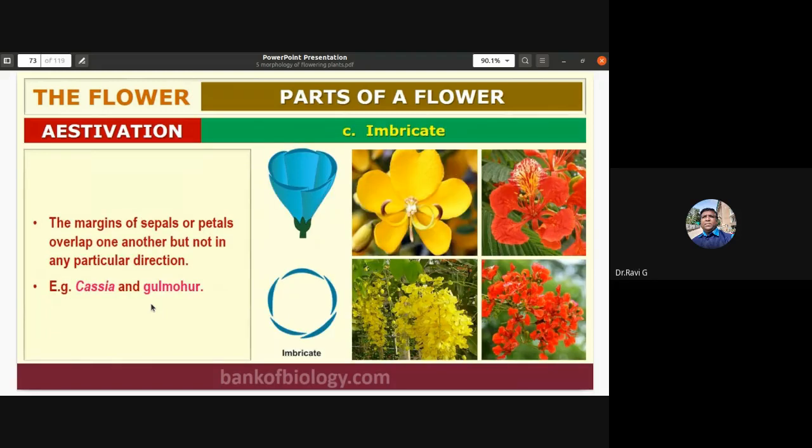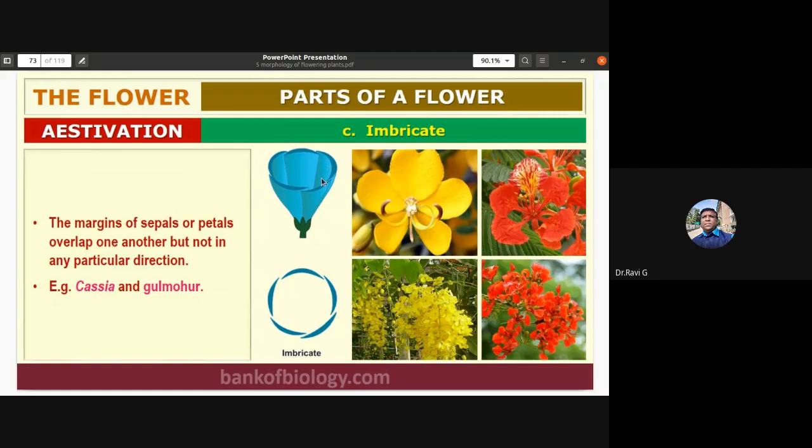In imbricate estivation, the margins of sepals or petals overlap one another, but not in a particular direction. That is, you find the first petal is completely overlapped, then one petal is completely overlapping. The remaining three petals are partially overlapping and partially overlapped.